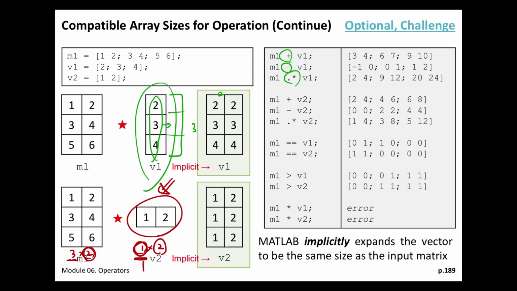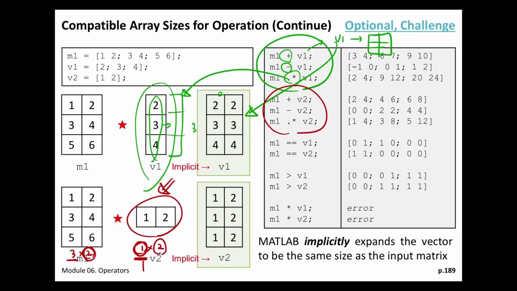That's why, in here, basically, this operation is conducted like this one. And when V1 becomes like this, we do this operation. What about this one? This one is V2, which becomes like this. Okay, so let's say this one is V2 new. M1 plus V2 is the same as M1 plus V2 new.